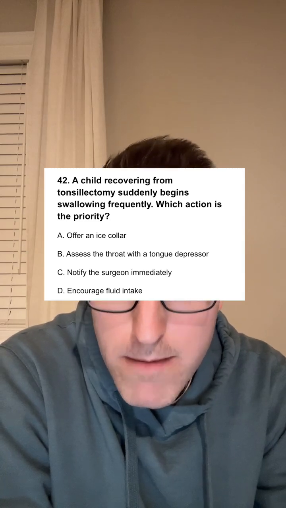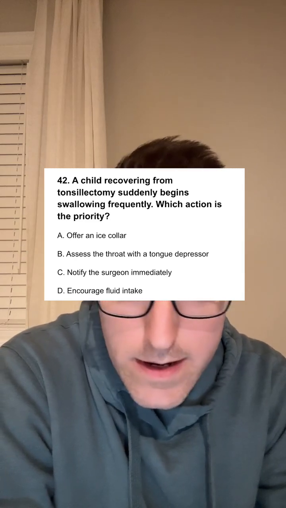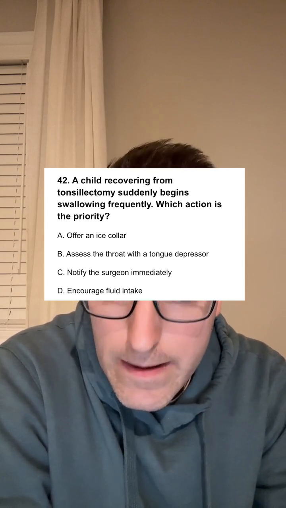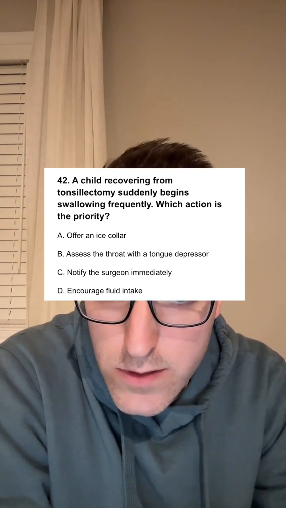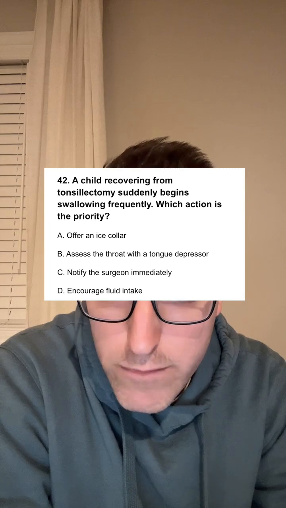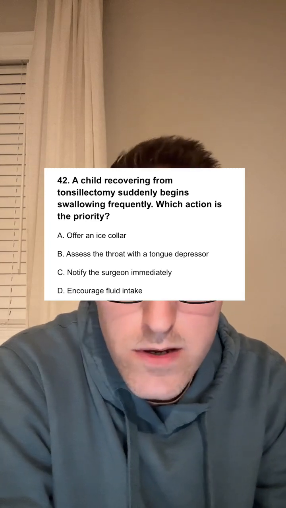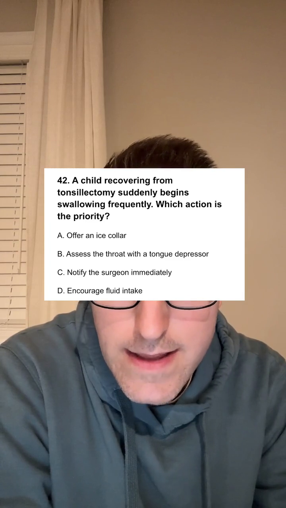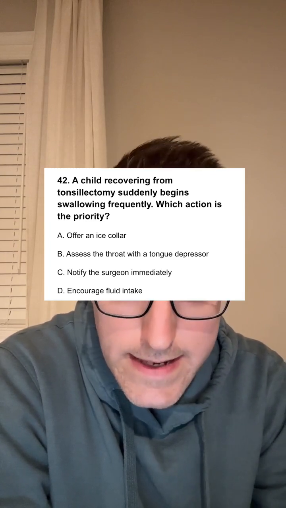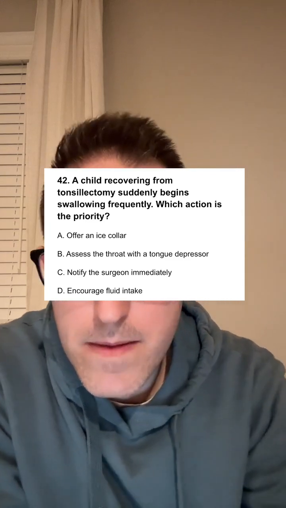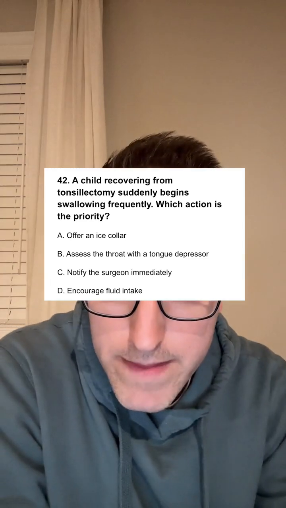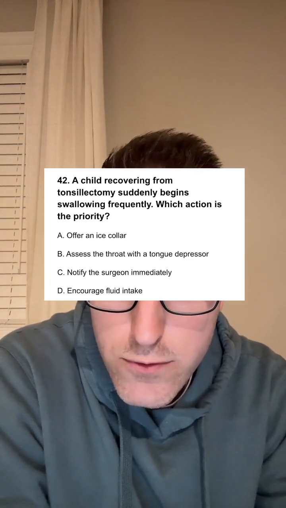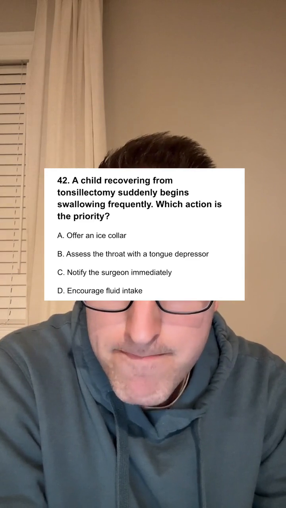Yep, or red popsicles. Okay, we're not going to do anything red. So 42 here, the answer is going to be C. Notify the surgeon immediately. Frequent swallowing means there's some probable bleeding, and we need to get that doc involved ASAP. Okay. Answer to 41 was B. Check for loose tracheostomy ties.